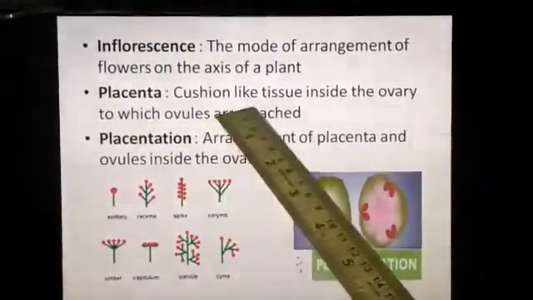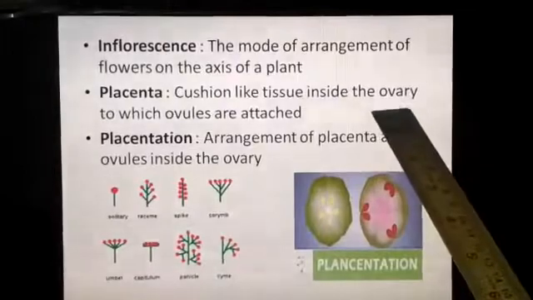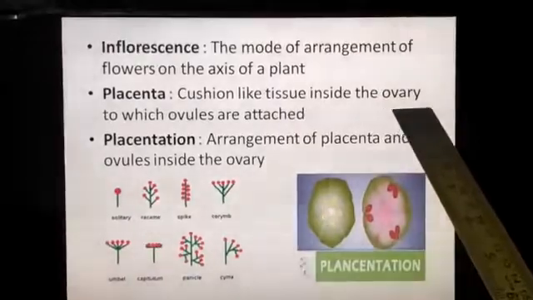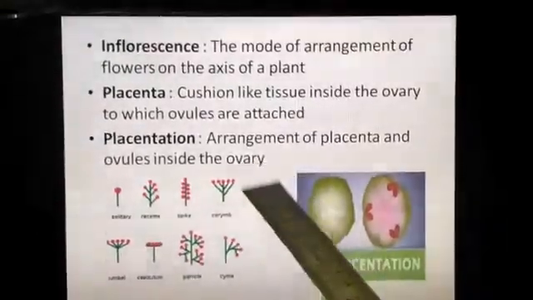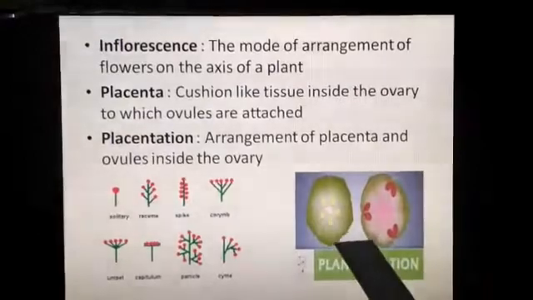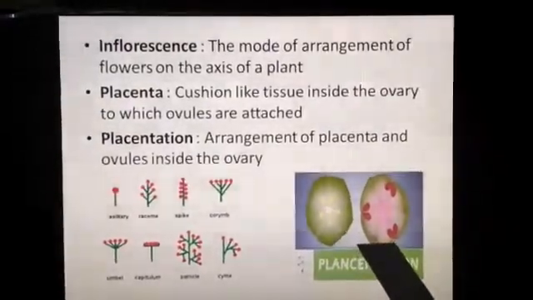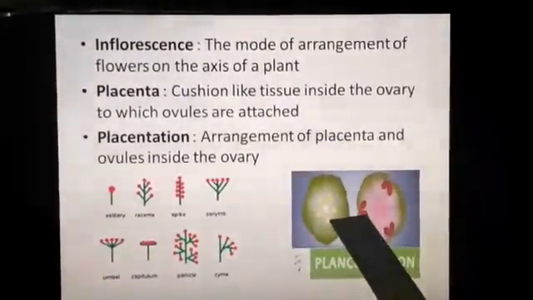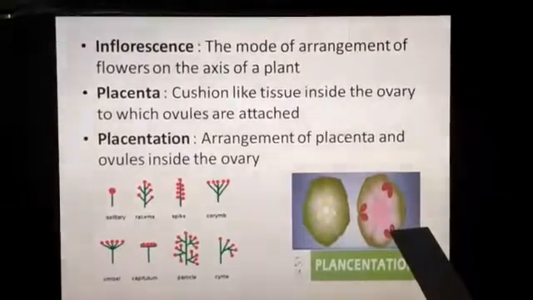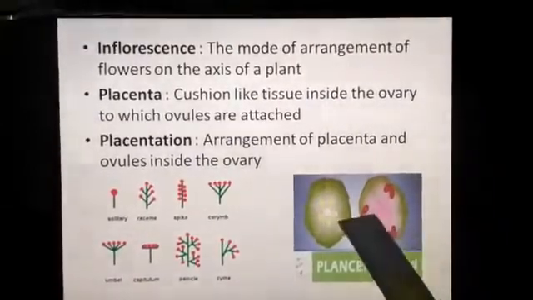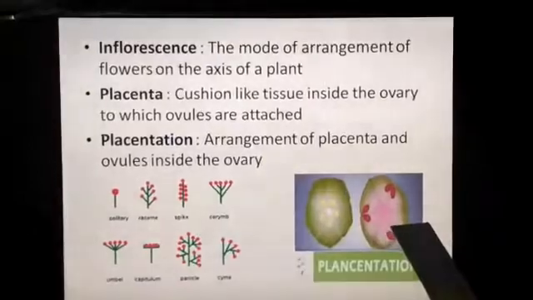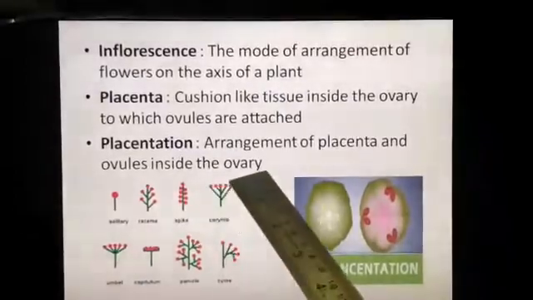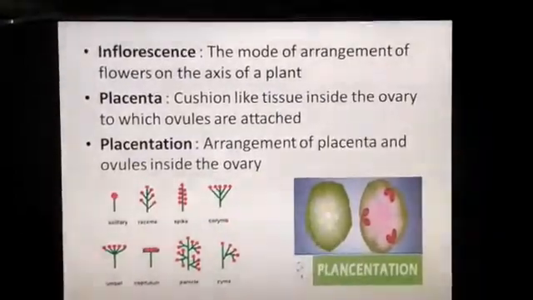Placenta. Placenta is the cushion-like tissue inside the ovary to which ovules are attached. I had already shown you the placenta in the previous slide. Placentation. Now, if you observe these two figures, these are the cross-section views of ovaries of two different flowering plants. Here yellow colored structures are the ovules and here red colored structures are the ovules. So we can understand that the position of ovules in ovaries is different. So the arrangement of placenta and ovules inside the ovary is termed as placentation.